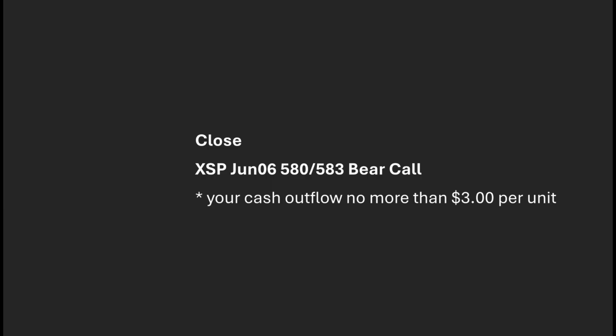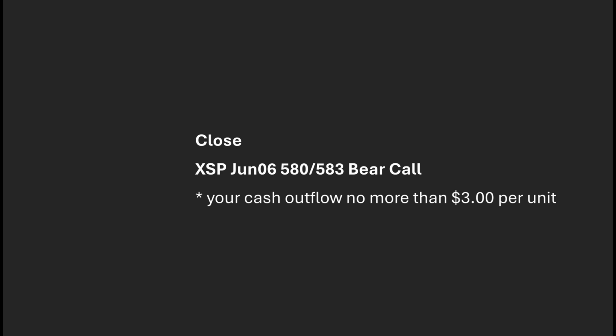To make it easier for members to follow and practice, we use the exact same format as Interactive Brokers when specifying a particular position to close. If you receive the trade instructions shown in the image, you'll need to close a sell call spread, referred to as a bear call by Interactive Brokers, on XSP with a strike range of 580 to 583, expiring on June 6, 2025. The year is typically omitted by Interactive Brokers.